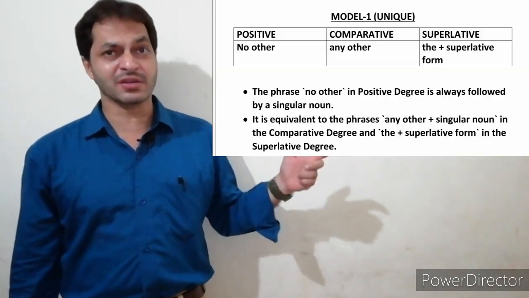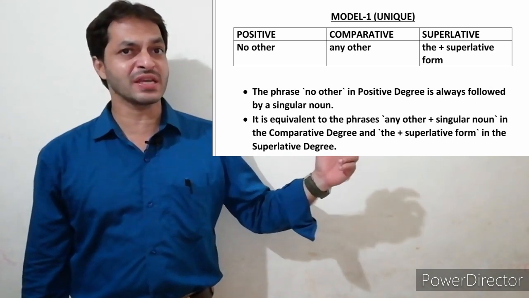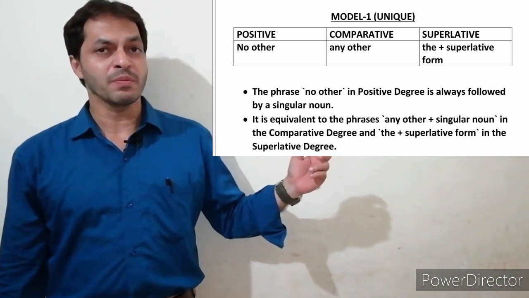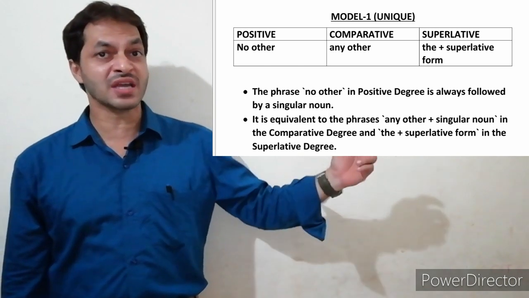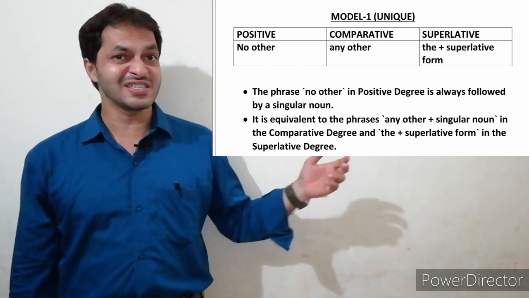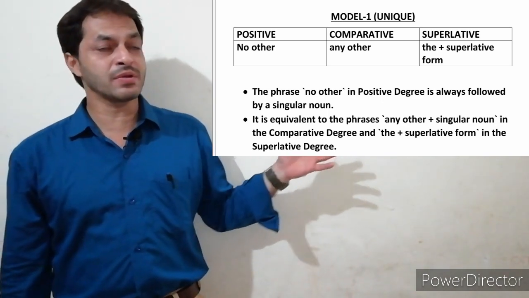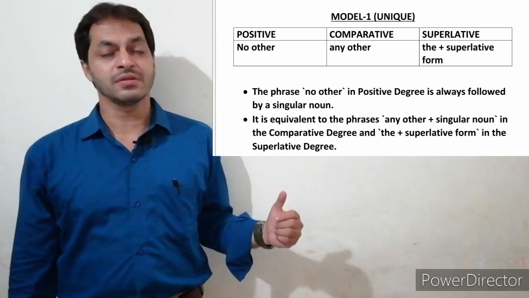Dear students, let us learn the interchange of the degrees of comparison. First, model 1. It is also known as unique. Unique means being only one of its kind. Remember, only one. Distinctive. Observe the table.